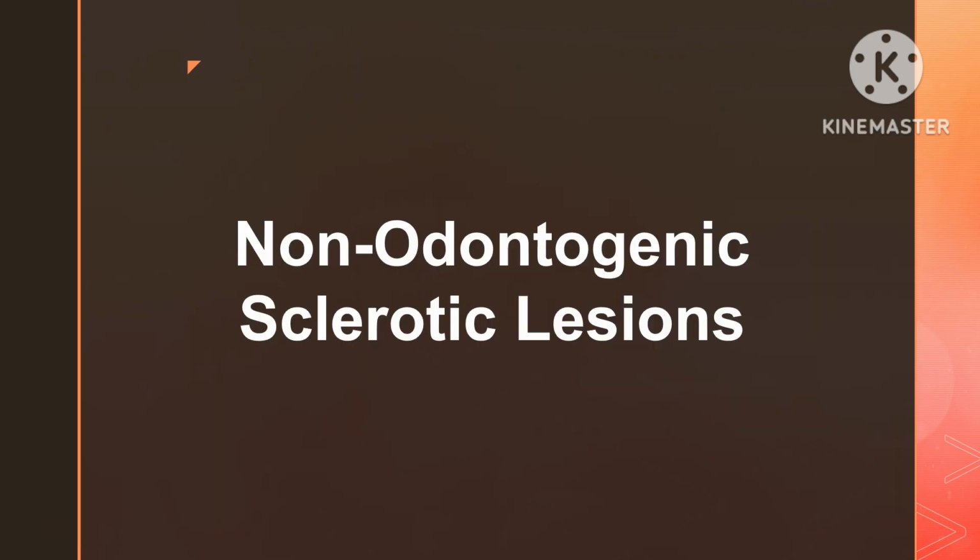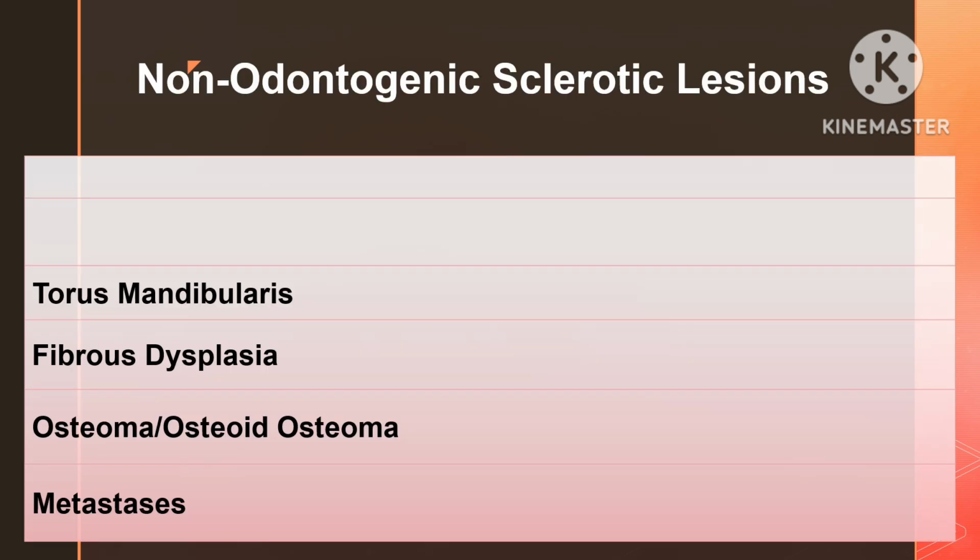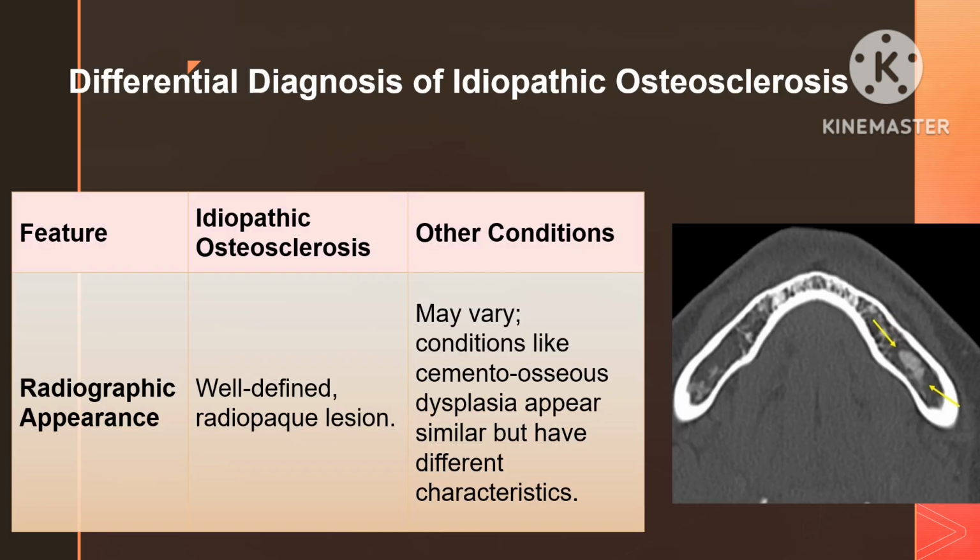So now let's discuss the non-odontogenic sclerotic lesions. Idiopathic osteosclerosis is a localized increase in bone density without any identifiable cause. It is most commonly found in the mandible near the apex of the teeth. It is usually asymptomatic, discovered incidentally on the radiograph, and radiographically it appears as a well-defined radiopaque lesion. As such, there is no treatment needed unless associated with other symptoms.